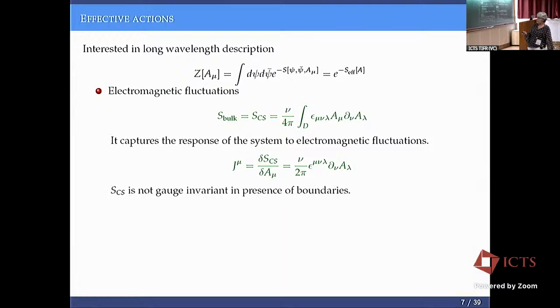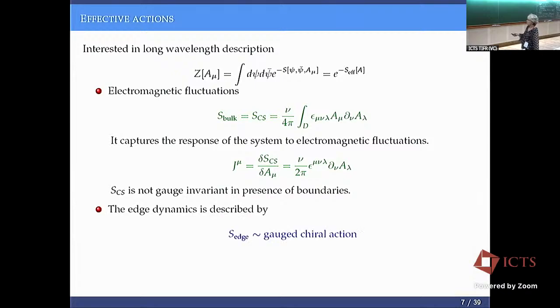Okay, now, however, let's look at this action. If I make gauge transformations, there is an overall surface term remaining. So if this manifold has boundaries, then the Chern-Simons action is not invariant under gauge transformations. However, we started with a theory that has to be gauge invariant.